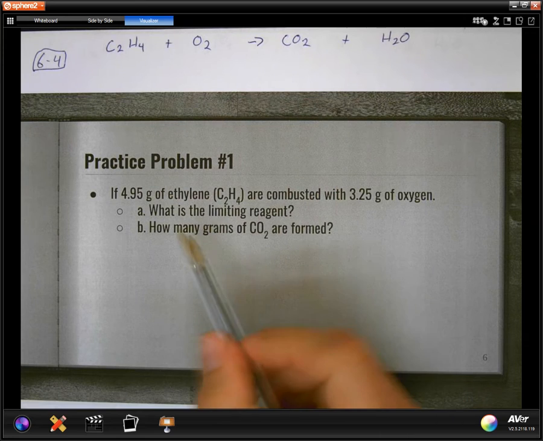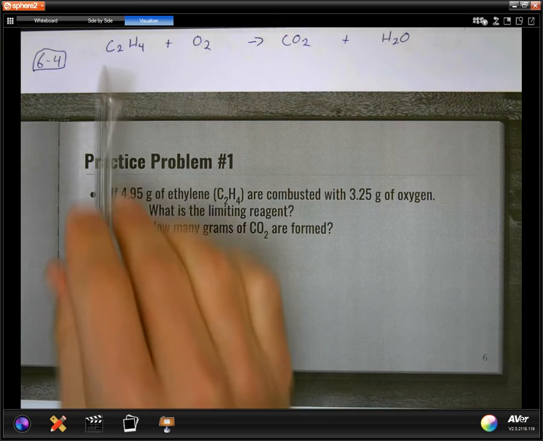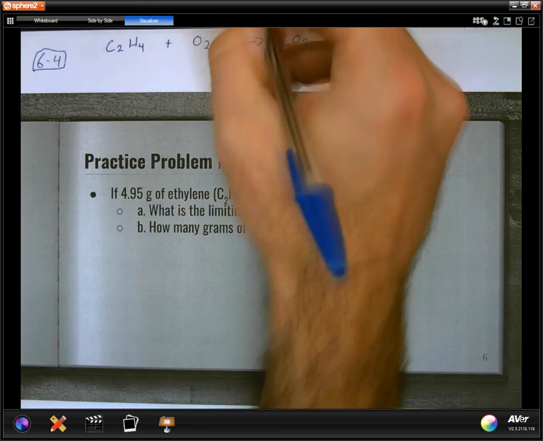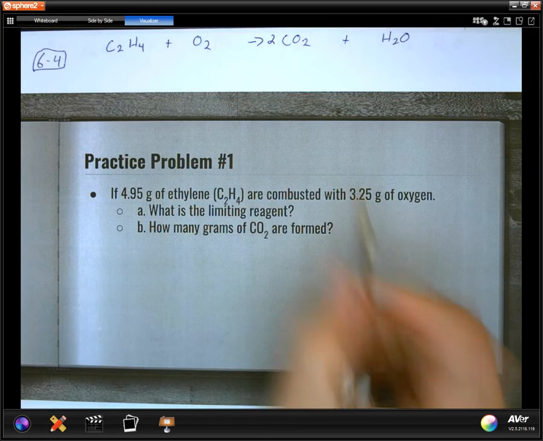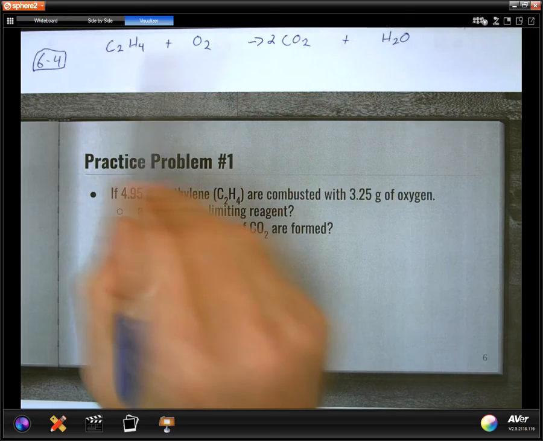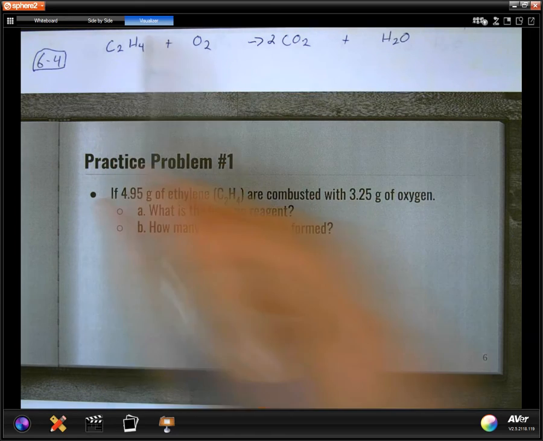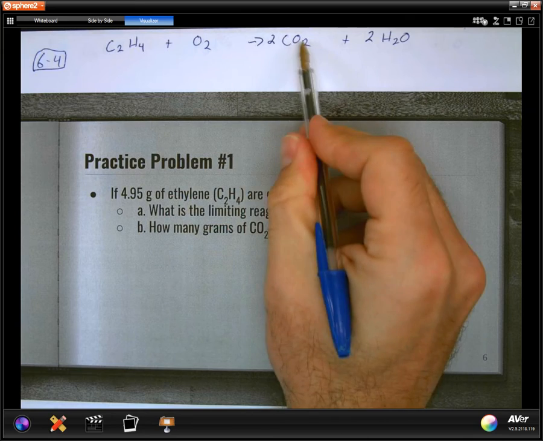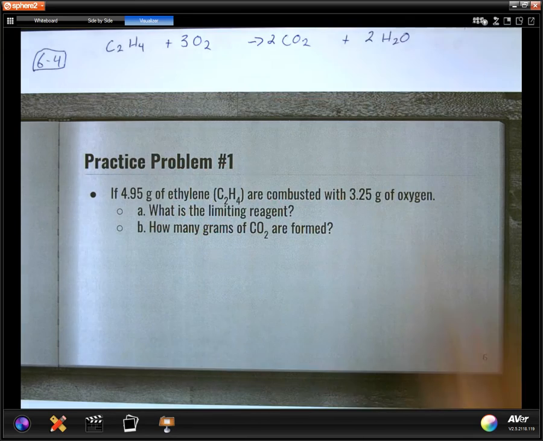So as I get going, I can't quite start yet because this is not balanced. So I need to go through here and balance it. I got 2 carbon, so I need to put a 2 here. Now I have 2 hydrogen and 4 hydrogen, so I need to put a 2 here. So now that gives me 2 oxygen plus the 4 oxygen, which means I need a 3 here.